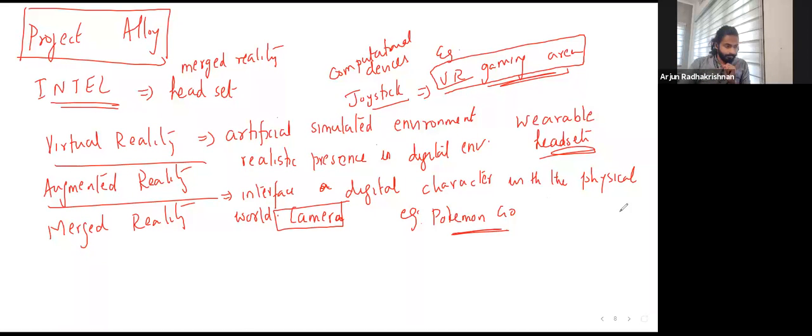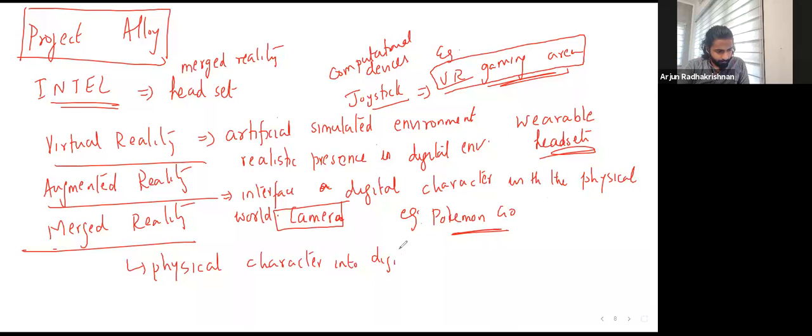Third is merged reality. It interfaces a physical character into the digital world and makes the physical character control the events in the digital environment.